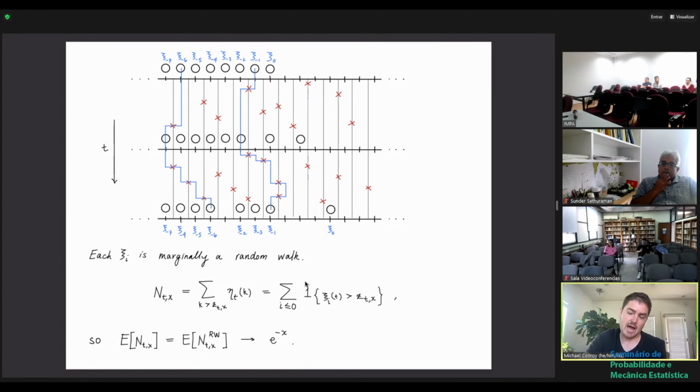And since now we have a sum of these indicator functions, when we take the mean, marginally, each of these is a random walk, and we have the exact same expectation as in the independent particle system. And therefore, the same limit holds. So again, we have this N of order 1, and its mean converges. And so we need to show that, in fact, it is Poisson, and then we have the result.